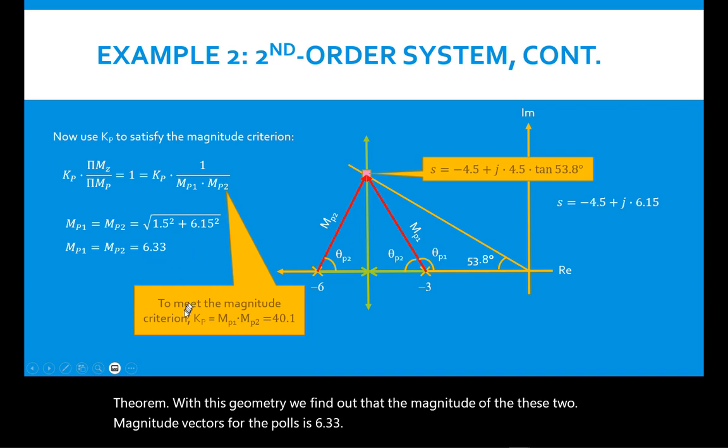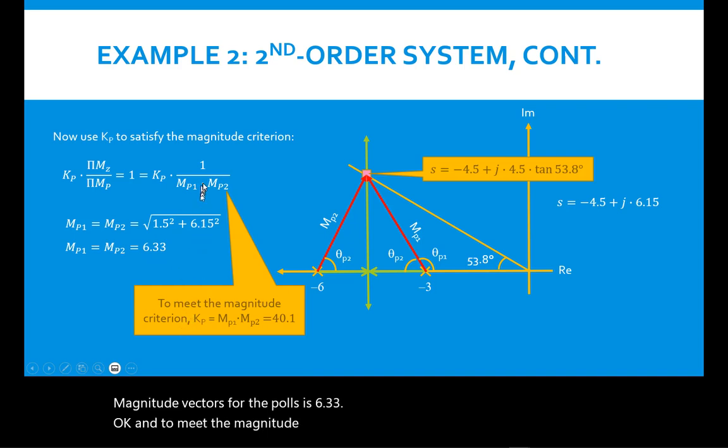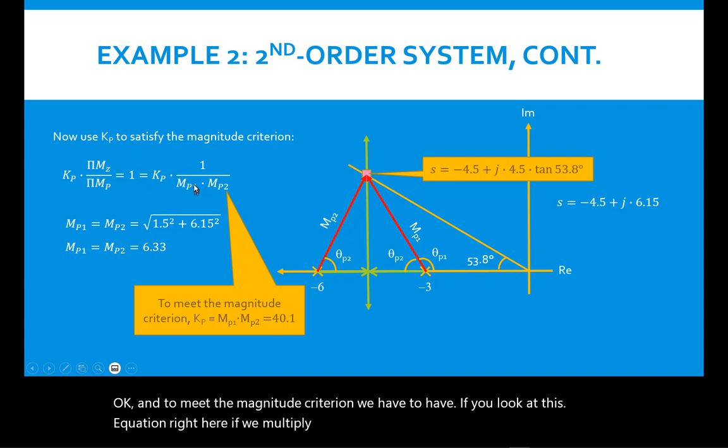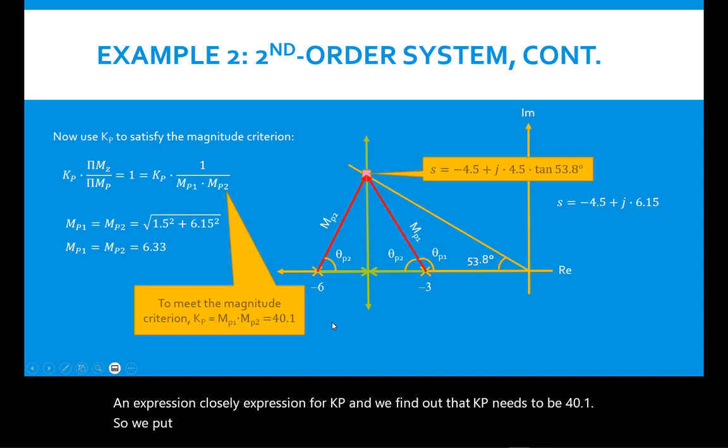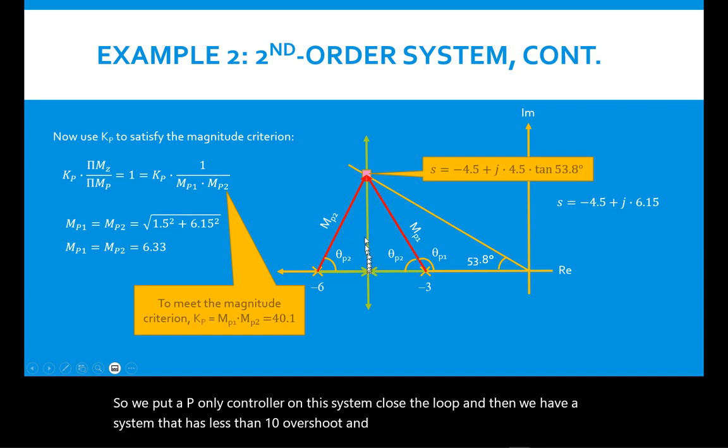Okay, and to meet the magnitude criterion, if you look at this equation right here, we multiply both sides by MP1 times MP2, and we have a closed loop expression for Kp, and we find out that Kp needs to be 40.1. So we put a P-only controller in on this system, close the loop, and then we have a system that has less than 10% overshoot and reaches its peak time as fast as possible.